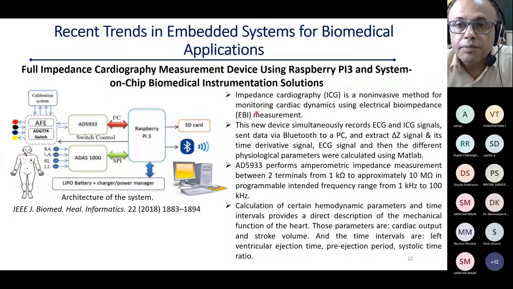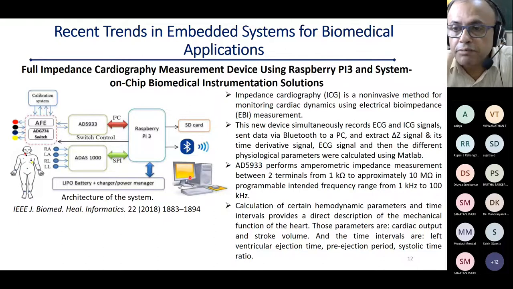So it is impedance cardiography, ICG. It is a non-invasive method for monitoring the cardiac dynamics using electrical bioimpedance. This new device simultaneously records the ECG through these chips, as well as the ICG signal, and then sends the data via Bluetooth to the PC.